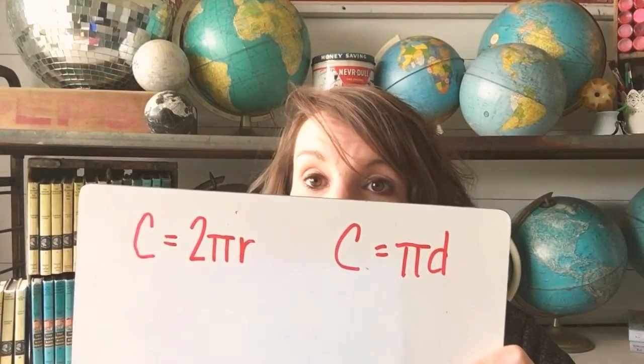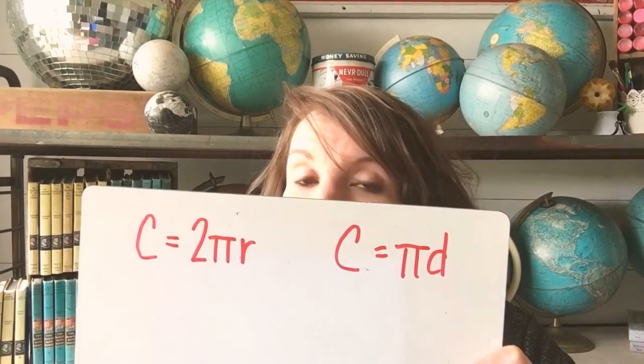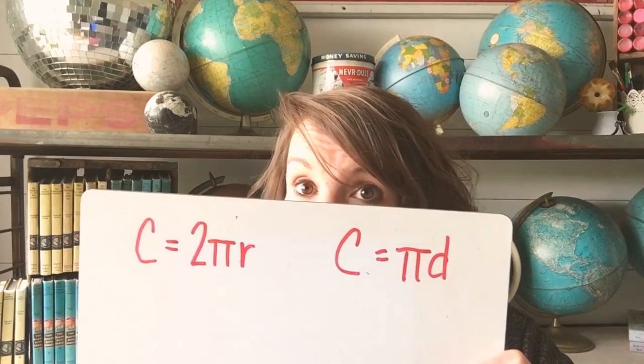So we know all the components for the formula for the circumference of a circle. We have two formulas, and which one you use depends on the situation. The first formula is circumference is equal to 2 times pi times r. The other formula is circumference is equal to pi times diameter. So there's our two formulas.